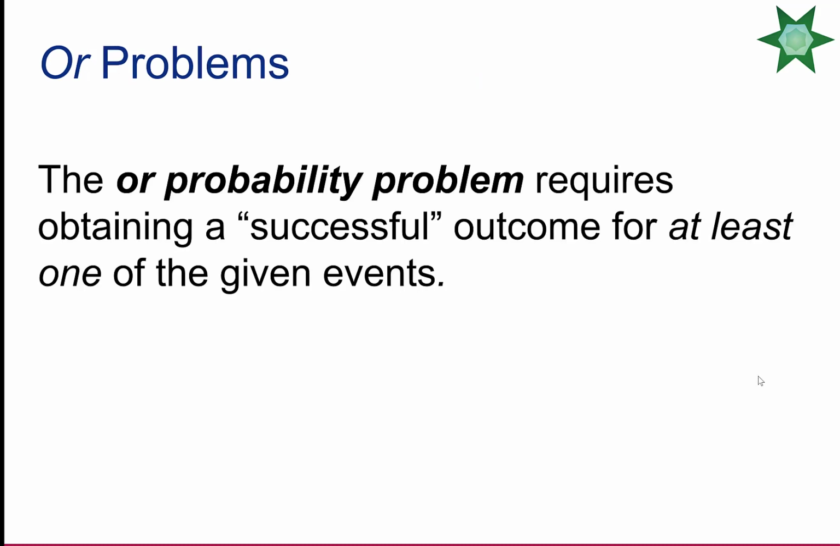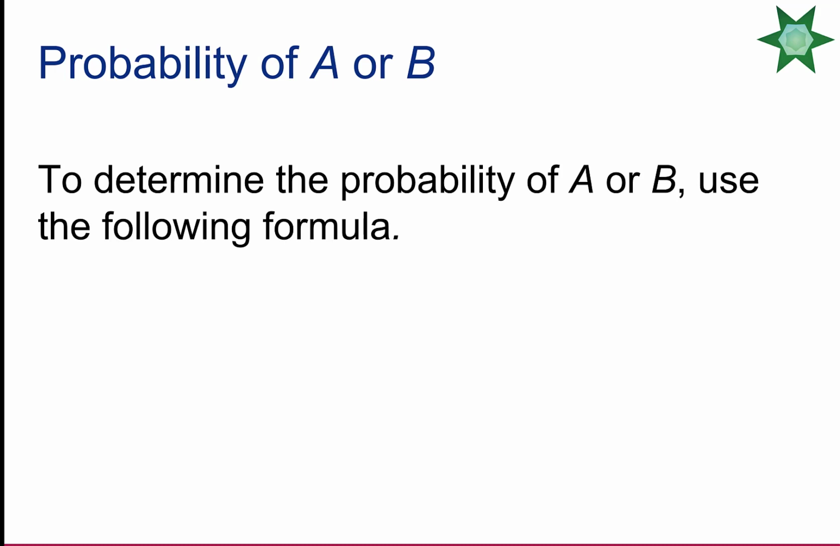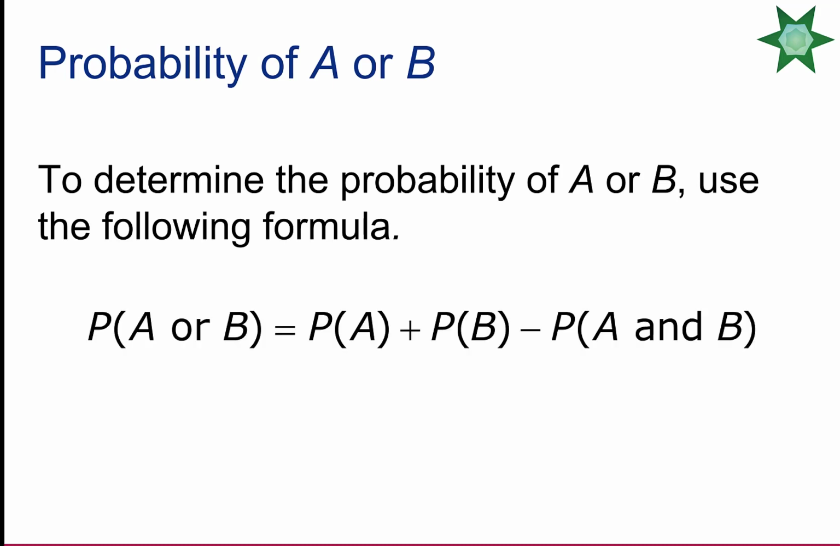So "or" problems require obtaining a successful outcome for at least one of the given events. To determine the probability of event A or B, use this formula. Probability of A or B is equal to the probability of A plus the probability of B minus the probability of A and B.